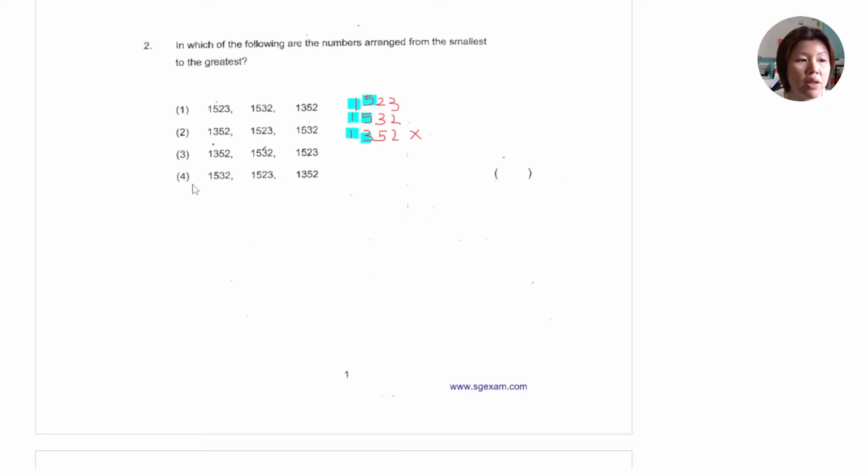So let's move on to the second one. It's 1352, 1523 and 1532. So let's take a look. All 3 start with 1, and the second digit 3 is the smallest. So this is okay. And let's look at the second and the third one, which is 2 and 3. This is the second place and this is the largest. So my answer is 2.